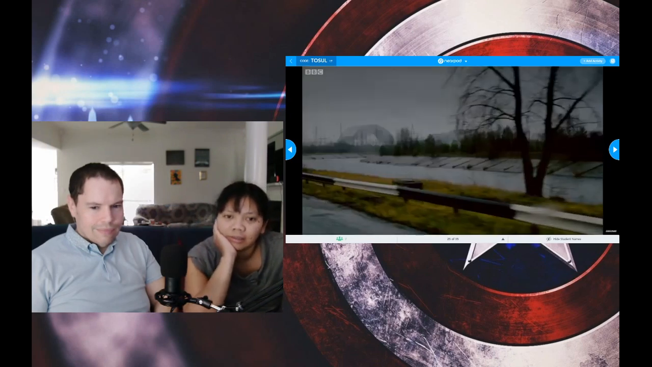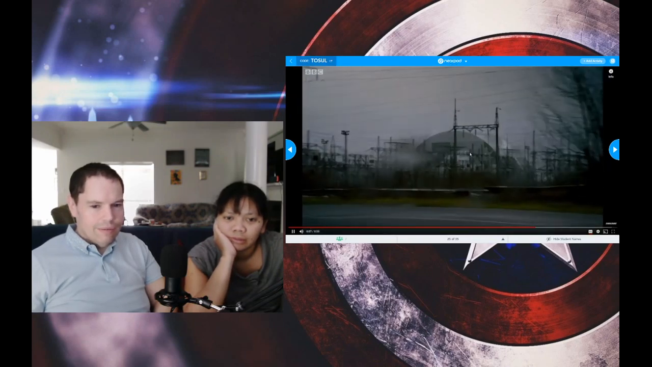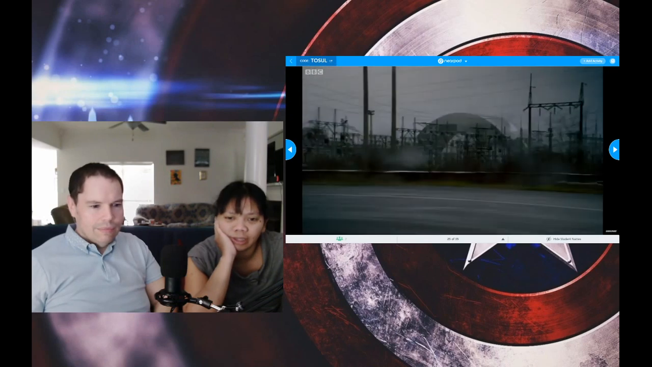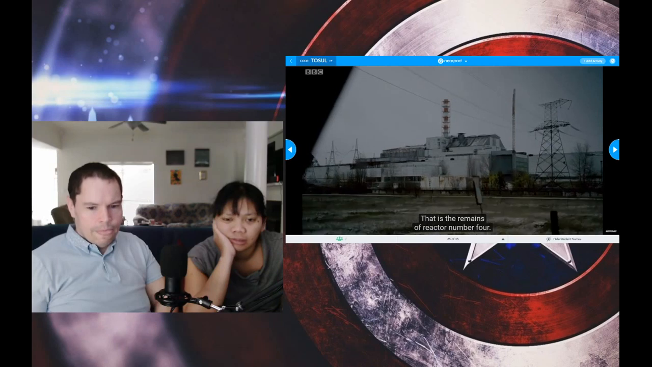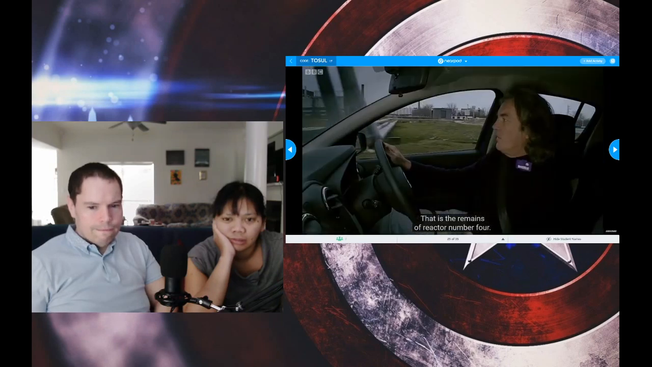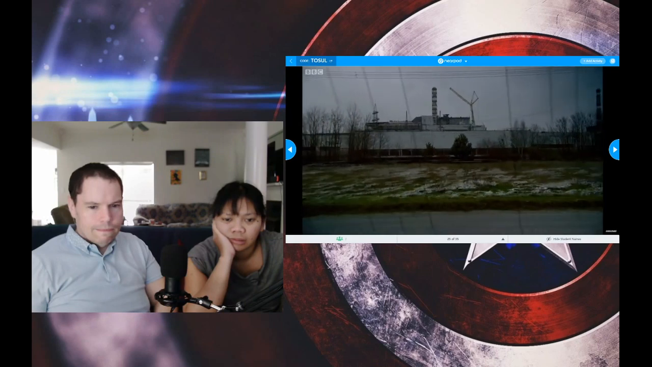There it is. You see the reactor core right there? Oh, it's so eerie. That is the remains of reactor number 4. This is unbelievable.